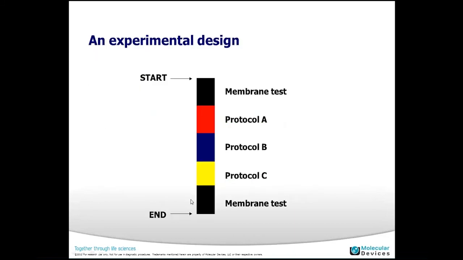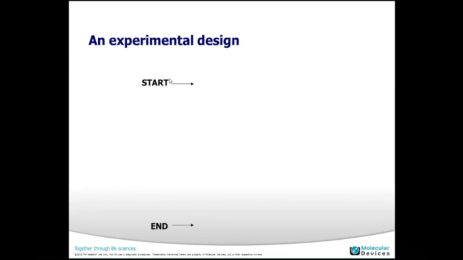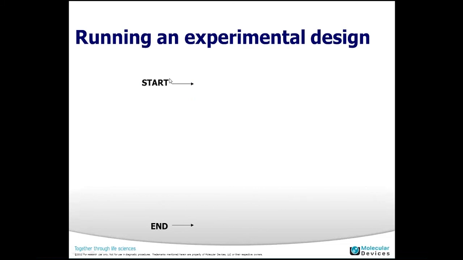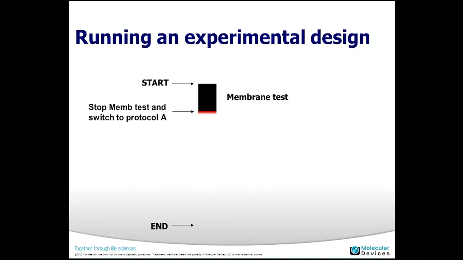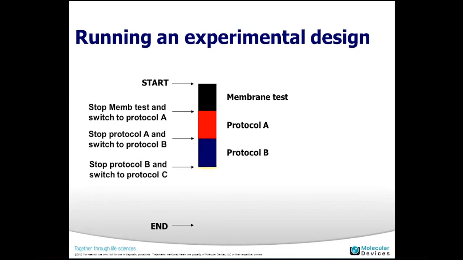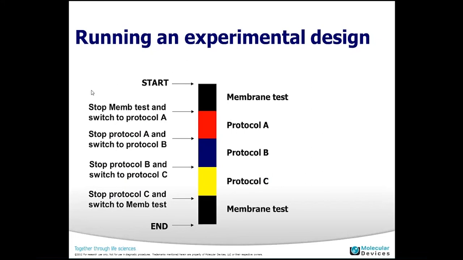Now, this slide shows you an experimental design. For example, you run a memory test, protocol A, protocol B, and C, and a memory test. Then you end the experiment. Now, originally, what you would do is run the memory test, and then you stop the memory test and switch to protocol A, and then you stop protocol A, switch to protocol B, and so on, right? So you need to stop so that you can switch to another protocol.